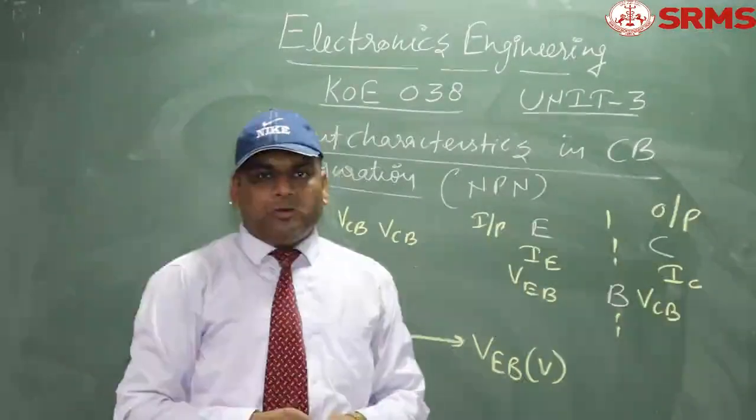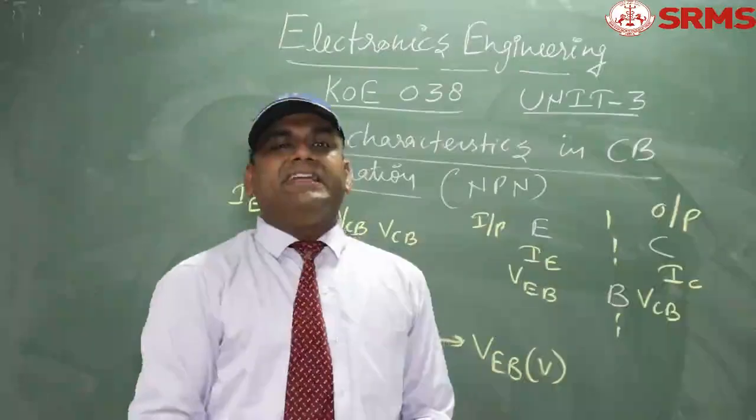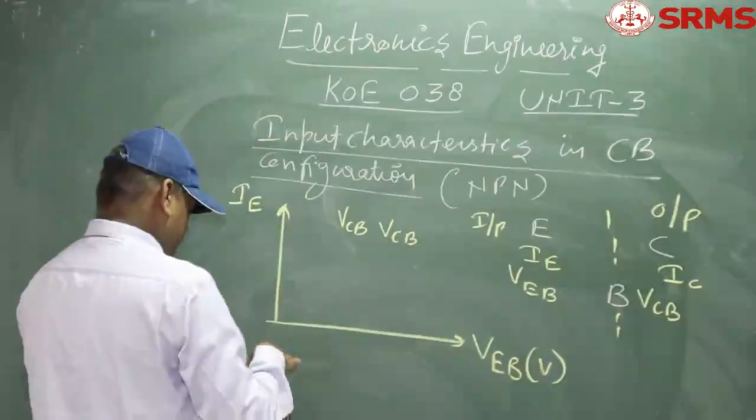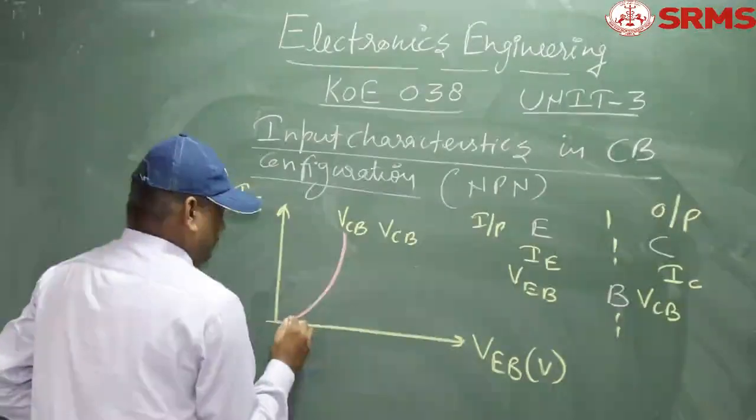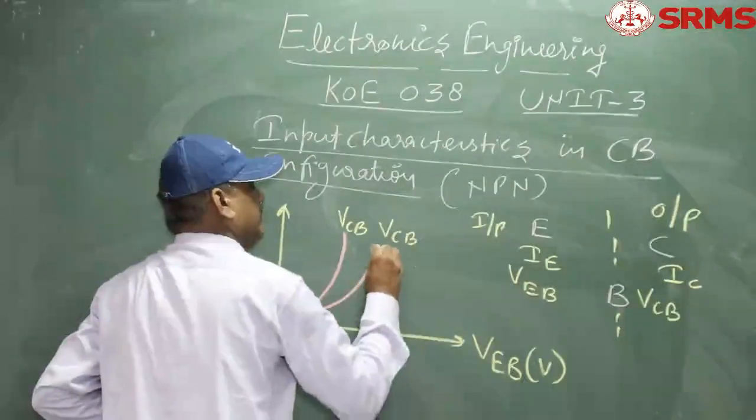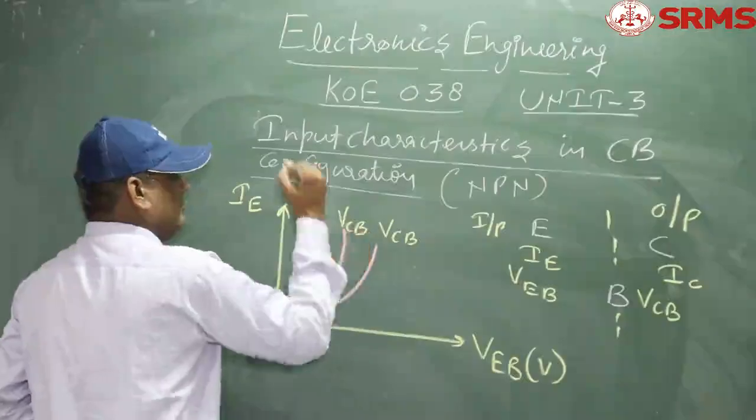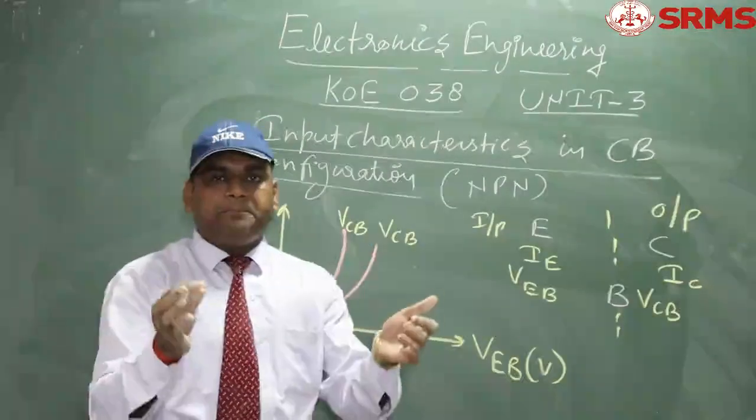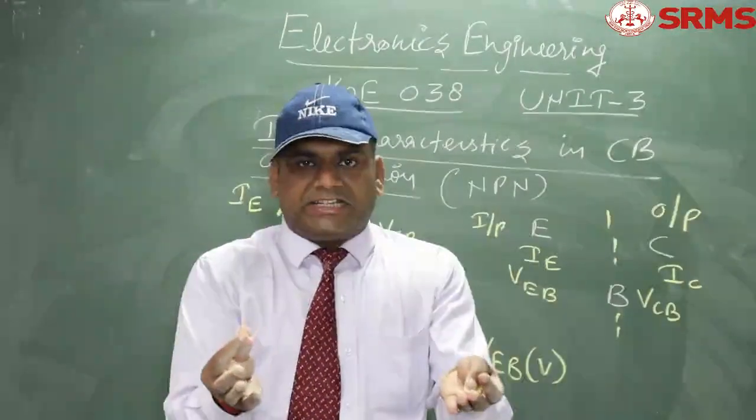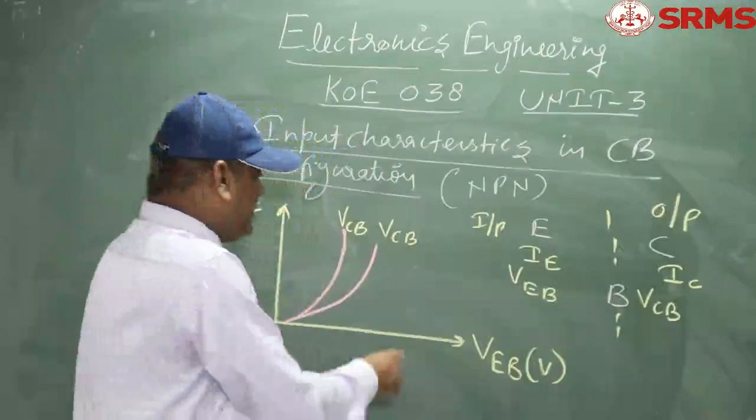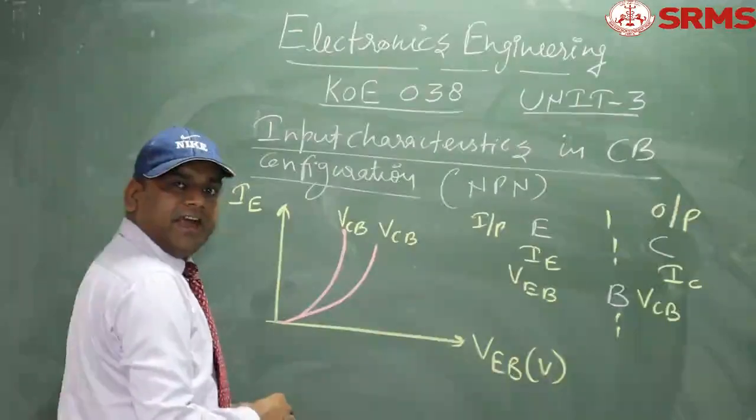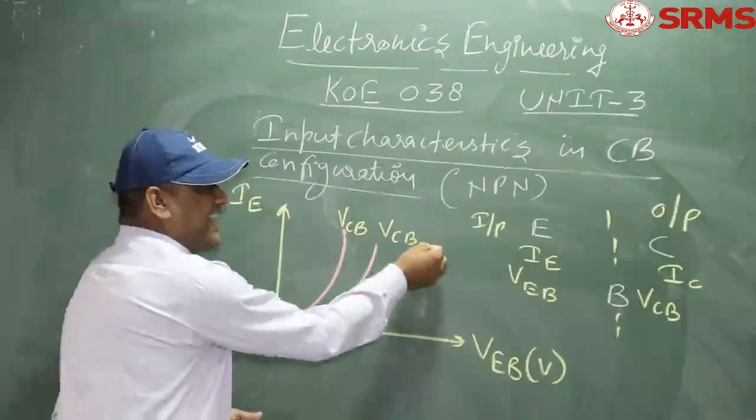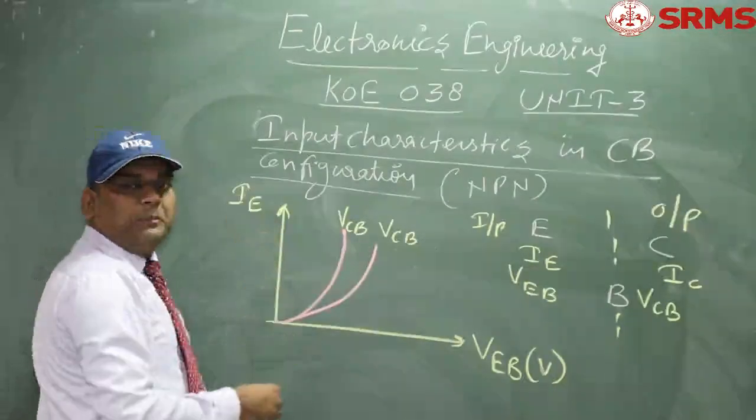And as far as input junction is concerned, it is simply PN junction. So we already know how we can draw the VI characteristic of PN junction diode. Because in the BJT, input junction is simply PN junction. So this is the characteristic. Now we have to define the value of VCB. How the VCB, if you will change, how the value of IE is going to be changed.